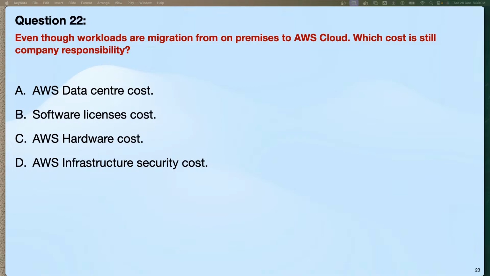Software license cost, you can say here, right? But let's see C and D. AWS hardware cost? No, the customer won't pay anything to manage the hardware. That's why we moved to AWS, so that AWS will manage the infrastructure and security cost also. So A, C, D are AWS responsibility. B, the software, Oracle, SQL Server, any third-party software you deploy on AWS, the customer has to manage the software license cost. So for 22, B is the answer.